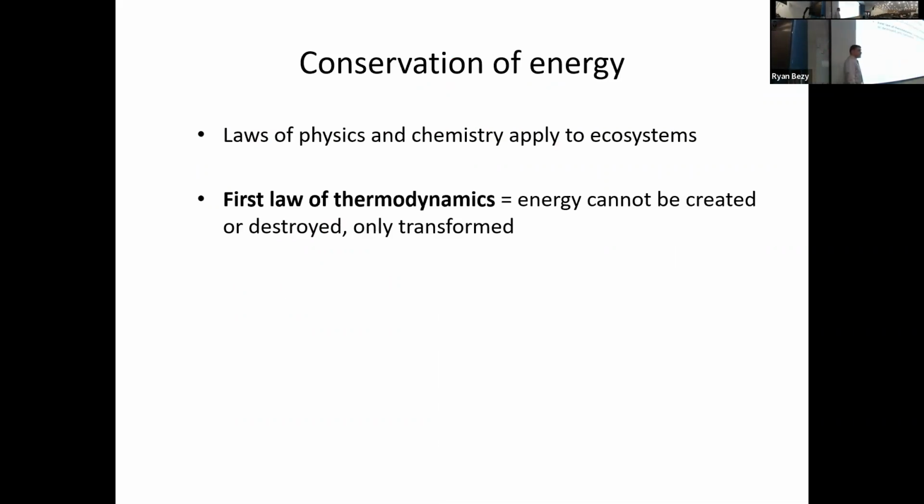When we're doing this, we're going to keep in mind a few different things like the laws of thermodynamics. So the laws of physics and chemistry still apply to living organisms and to these ecosystems we're going to be describing. So when we talk about this, the laws of thermodynamics are going to come into play occasionally. The first law of thermodynamics is that energy cannot be created or destroyed, only transformed. So energy is a set amount. We're not going to get new energy. We're not going to lose that energy, but we can transform the energy from one type of energy into another.